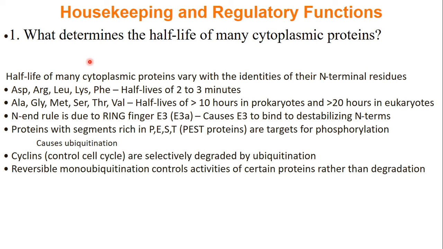Our first question is, what determines the half-life of cytoplasmic proteins? That's usually their N-terminus residues. Depending on what residue you have, you can have a half-life of 2 to 3 minutes, or a half-life of 10 to 20 hours, and that's due to interacting with the E3 enzyme of our ubiquitin pathway. Also, PEST sequences can cause ubiquitination as well.